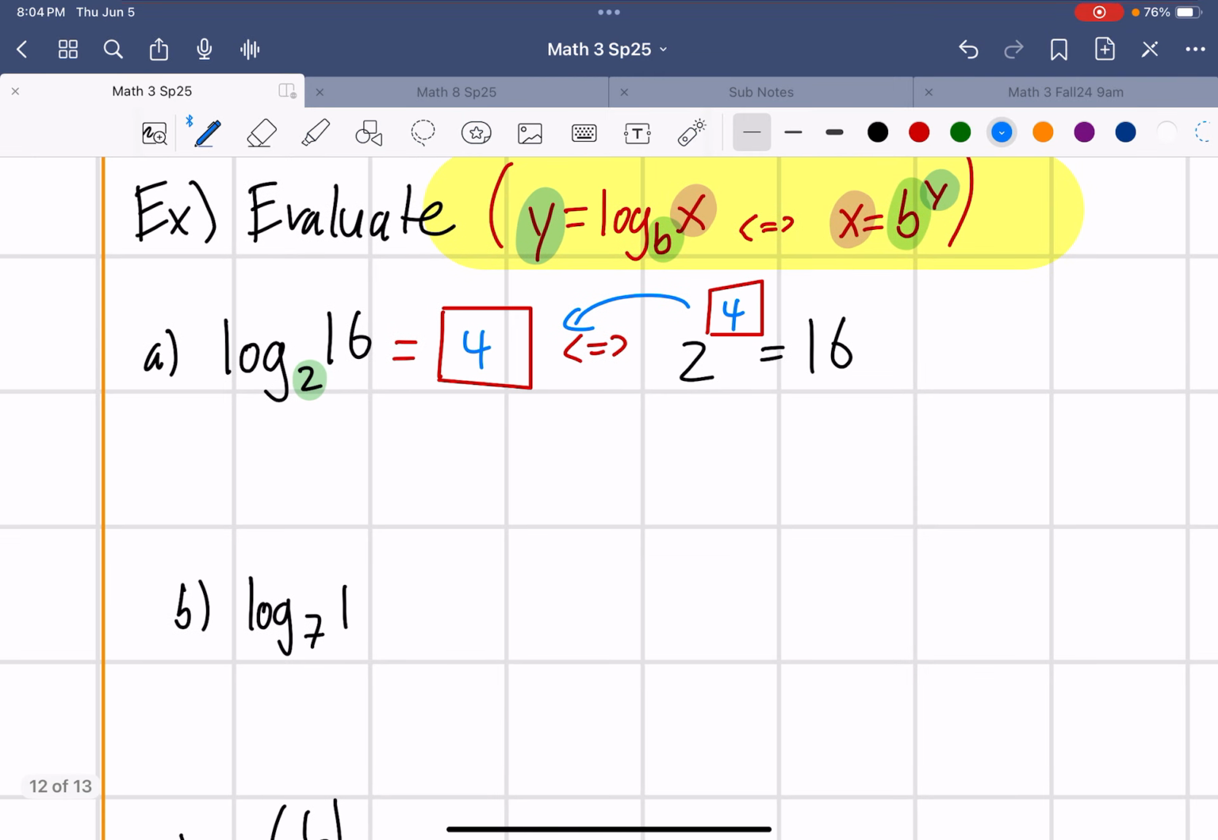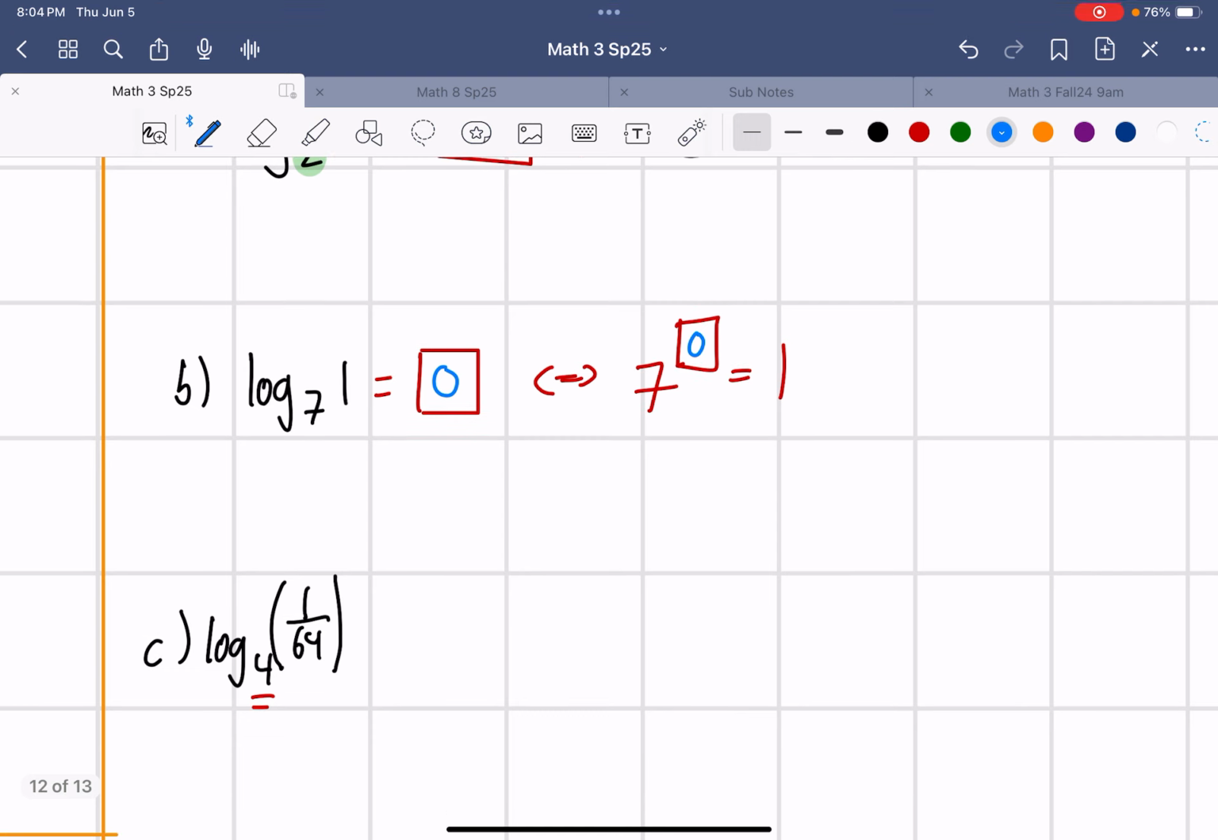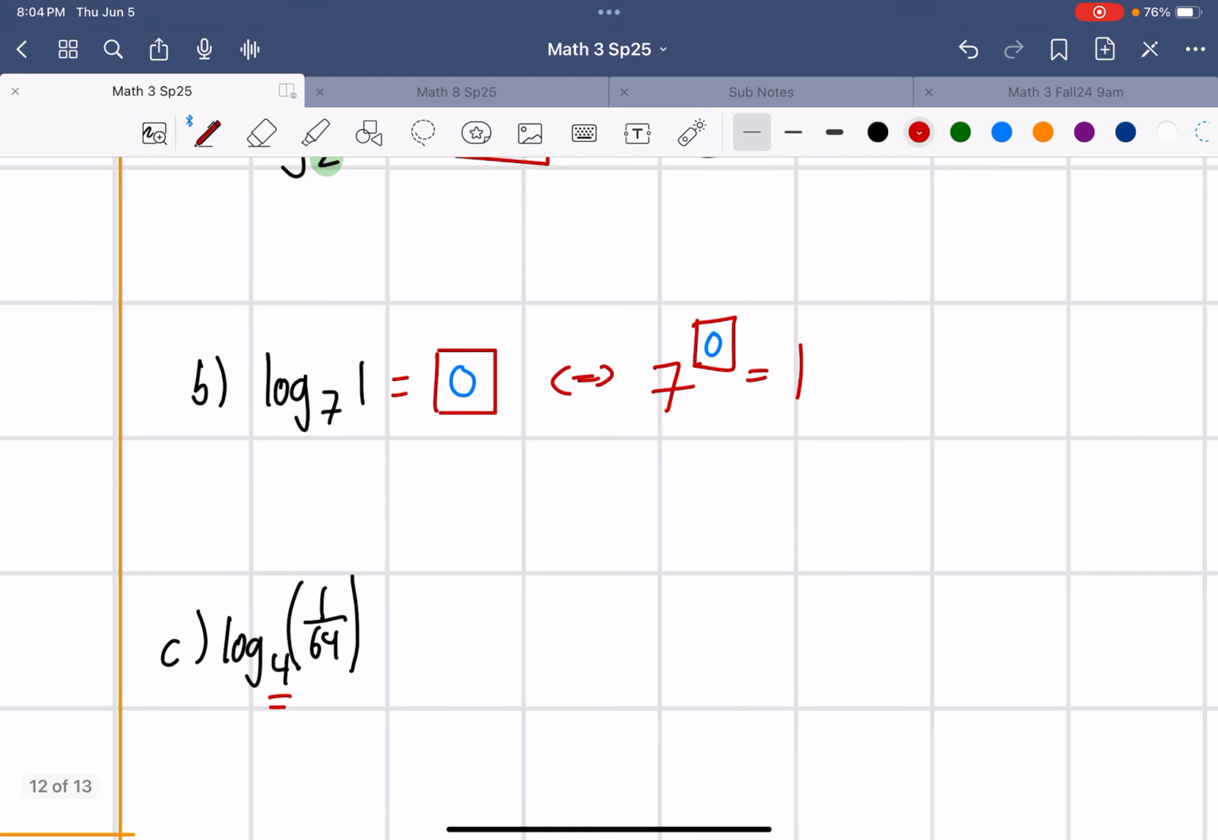And if you want to posit any of these, you can just try them. I know this has to equal some value. I can rewrite it as 7 to some power is equal to 1, and we know anything to the power of 0 gives us 1. Same thing here. We need to get some dependent variable out. That's going to be 4 to some power, which has to equal 1 over 64.